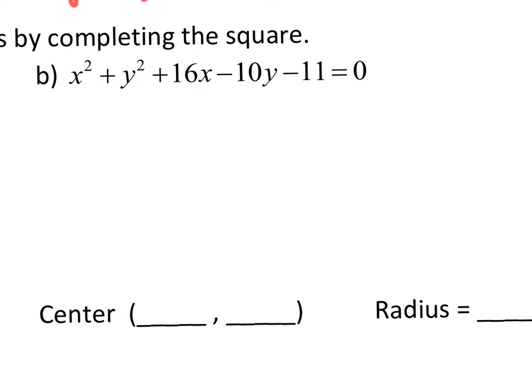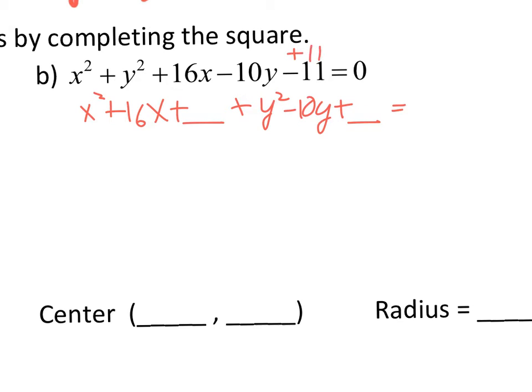Doing another problem, we'll first organize our problem. So x squared plus 16x plus the blank, plus the y values, so y squared minus 10y plus the blank, is going to equal the constant, so add 11 on both sides. Okay, then figuring out what number goes there. Half of 16 is 8. 8 times 8 is 64, so add 64 to both sides.